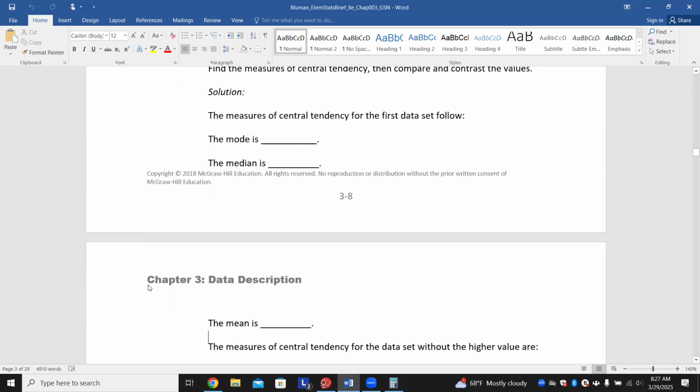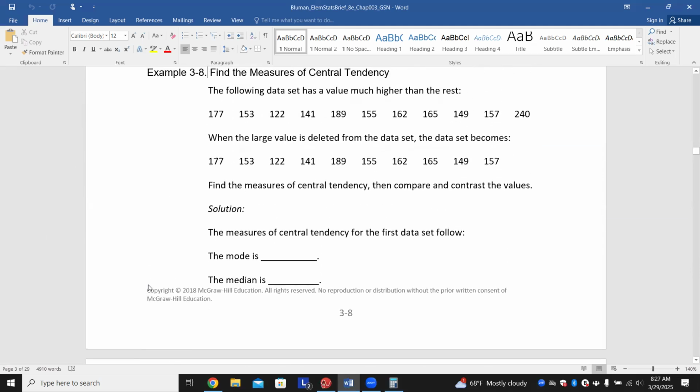All right, now let's look at example 8. So we're going to put this all together now, and we're going to find the measures of central tendency. The following data set has a value much higher than the rest. So here's one set. When the large value is deleted from the data set, it becomes this. What they did, I think, is 240 was in this set. They took 240 out. We want to see what effect that 240 has on all of the central tendencies. So again, we're going to find the central tendency, then compare and contrast the values. The measures of central tendency for the first data set follow. The mode.